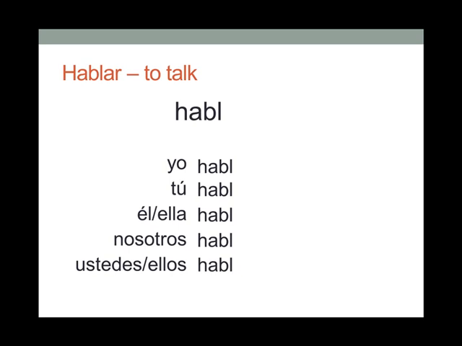So, if I want to say that it's me, the person who's talking, I'm going to add an O. Yo hablo. If I want to say that you are the one talking, I'm going to say tú hablas. If I want to say that he or she talks, I'm going to say él or ella habla. If I want to say that we talk, I'm going to add an amos and it will become nosotros hablamos. And finally, for they or you all, ustedes or ellos, it's going to be hablan. I am adding an an. Well, this is only for verbs that end in AR.